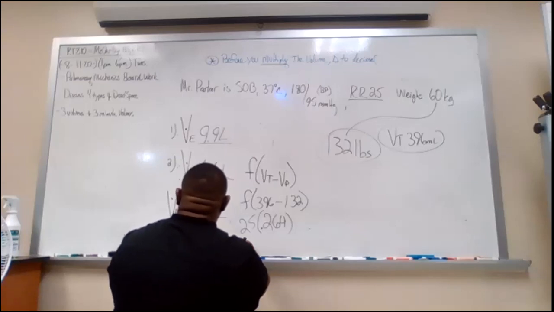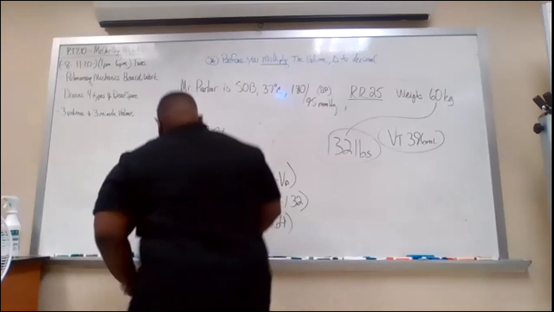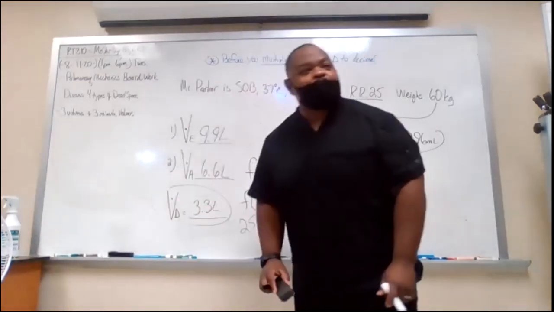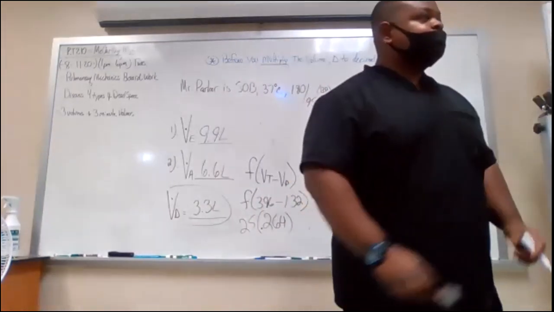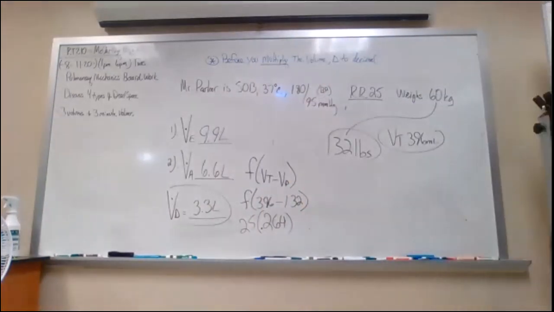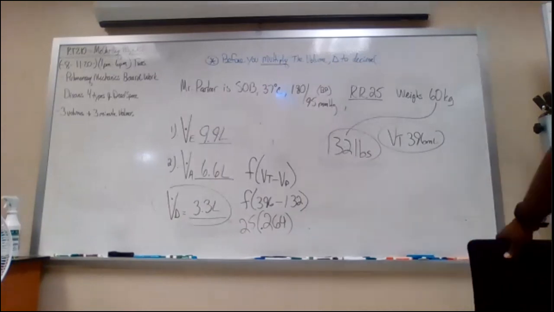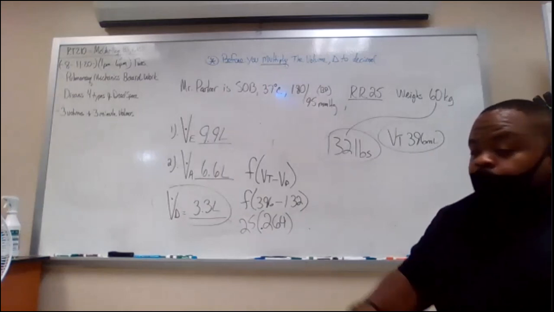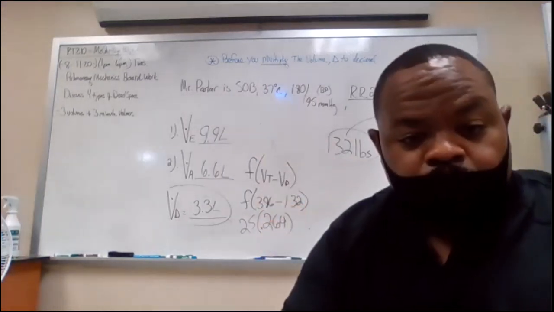3.3 liters of dead space ventilation. That means 3.3 liters is wasted. It's wasted, right? 9.9 liters is total.